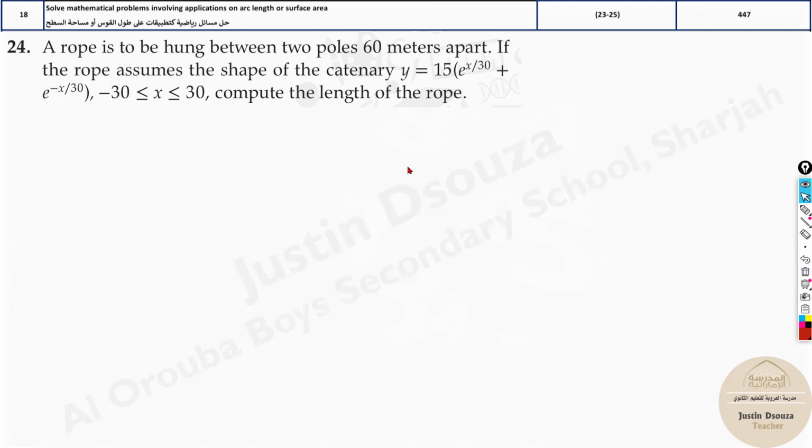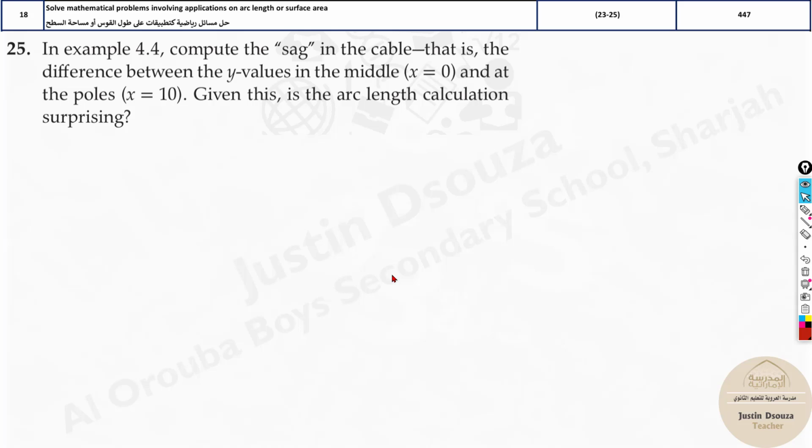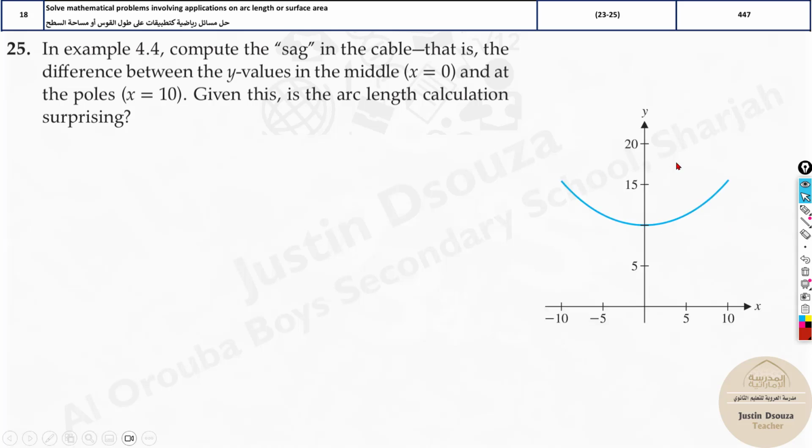Similarly, please do solve the other problems. It's just like that. You can solve it by yourself and then find the answer over here. Check the answers. And the last one over here is interesting. Here they have told in example 4.4, which we just did a while ago, this figure was there. Compute the sag in the cable, that is the difference between the y values in the middle, that is at x equal to 0, and at the poles, at x equal to 2.